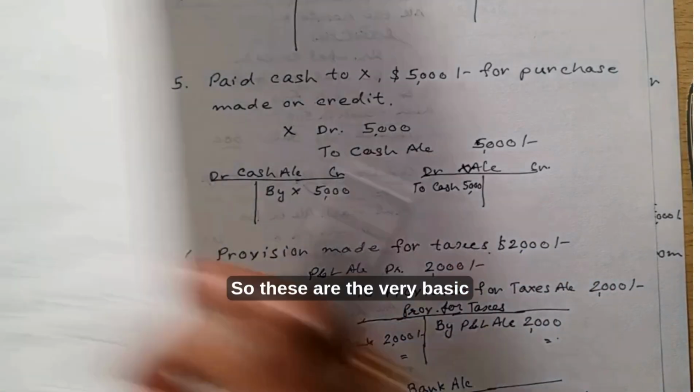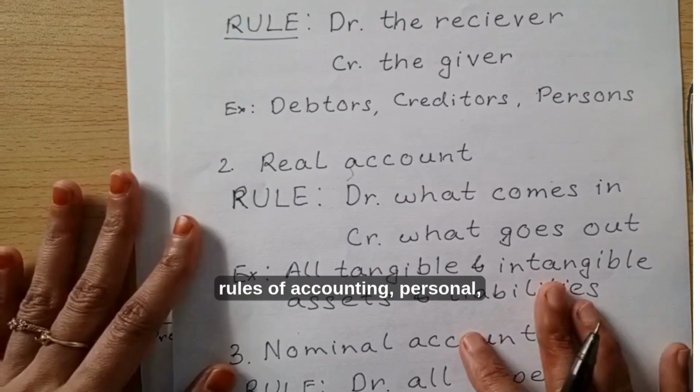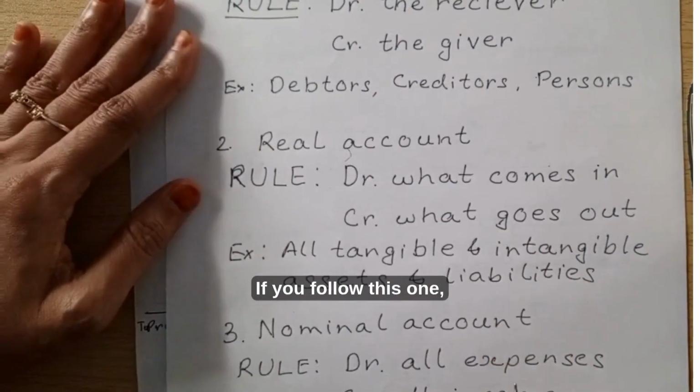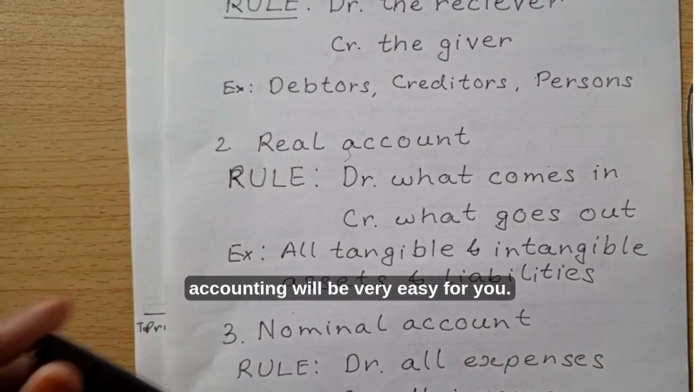So these are the very basic rules of accounting: personal, real, and nominal. If you follow this one, accounting will be very easy for you.